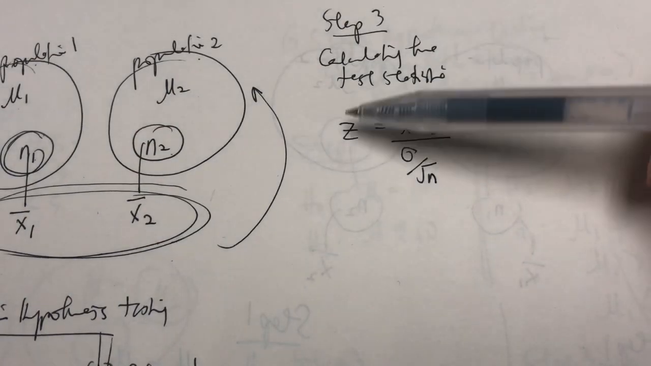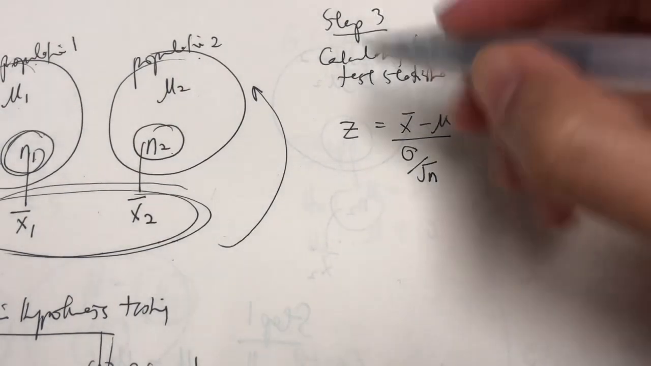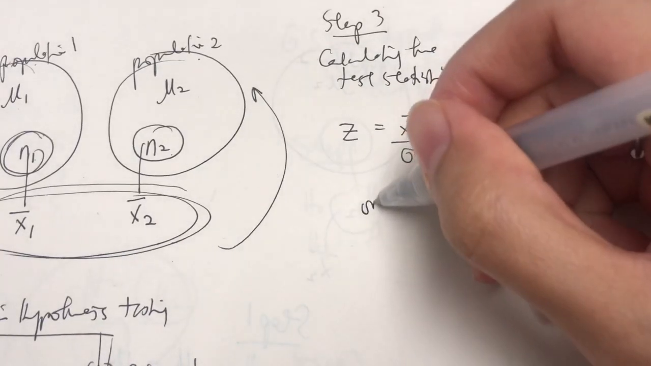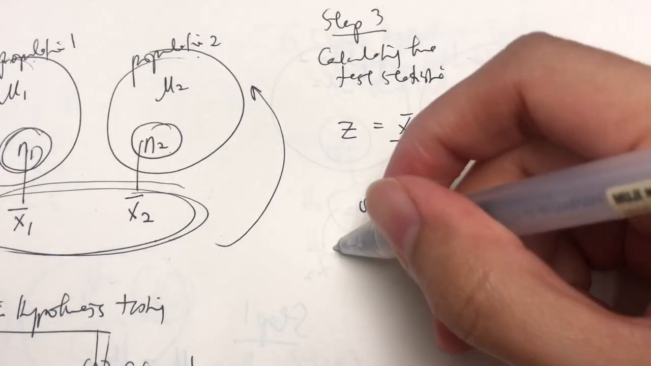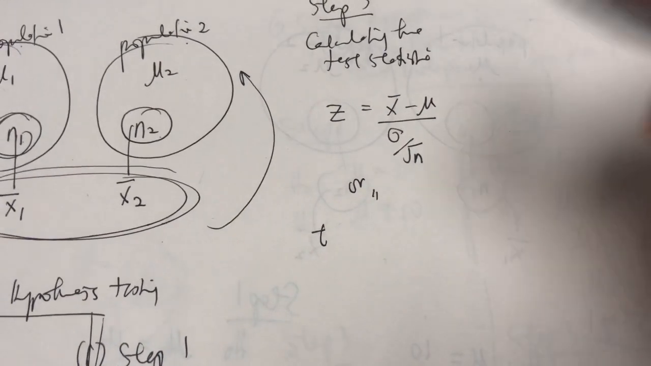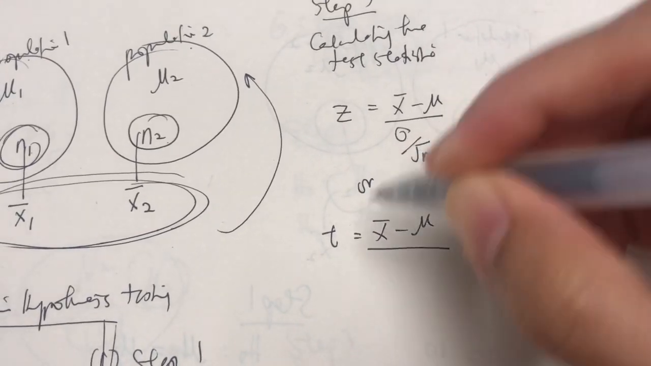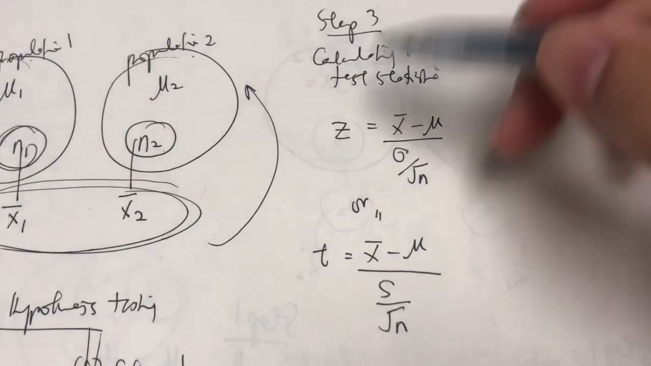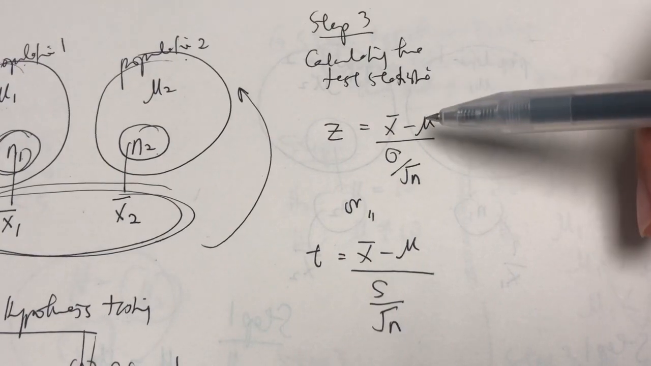And if we have a large sample size but we don't know what sigma is, it's okay, we can just substitute it with S. Or if we have a small sample size and we don't know sigma, we use T. So it's X bar minus mu over S over the square root of n. These are basically the test statistics for a 1-sample population mean test.